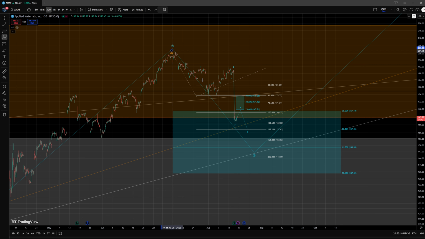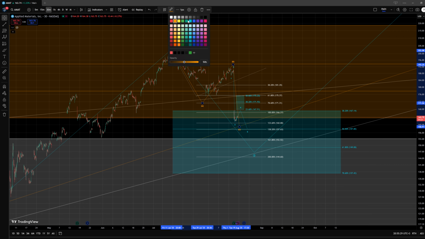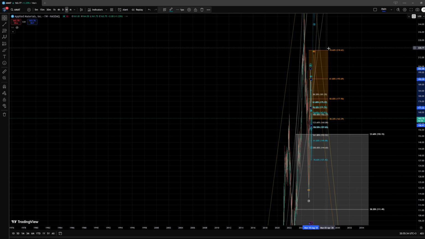Overall, I am looking here at a 5-wave move to the upside, a 3-wave move to the downside. If the support holds, we could see quite a decent reaction and even a push to new all-time highs directly from this area. So for now, this is it. These are the levels. This is the trade setup.